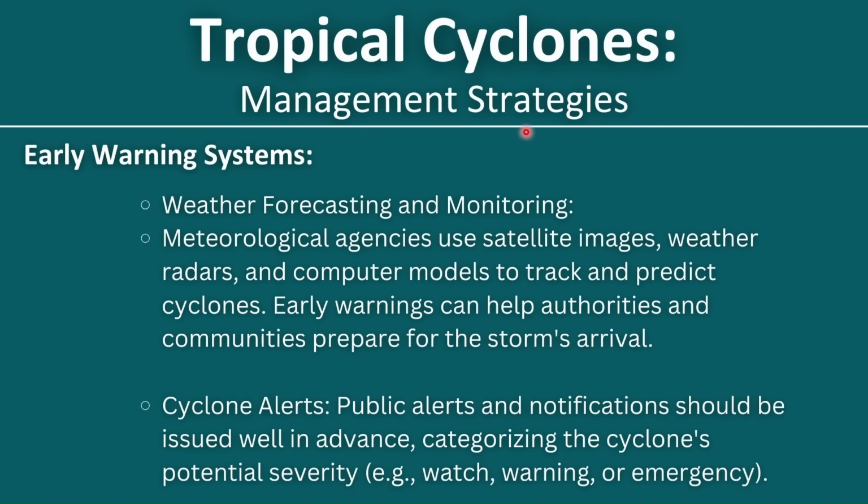Now, what are some management strategies, right? How can you manage the effects of tropical cyclones? Firstly, you can implement early warning systems. So these are weather forecasting and monitoring, right? Meteorological agencies can use satellite images, weather radars, and computer models to track and predict cyclones. Early warnings can help authorities and communities prepare for the storm's arrival. They can also issue cyclone alerts. So public alerts and notifications should be issued well in advance, characterizing the cyclone's potential severity. Example, watch, warning, or emergency.